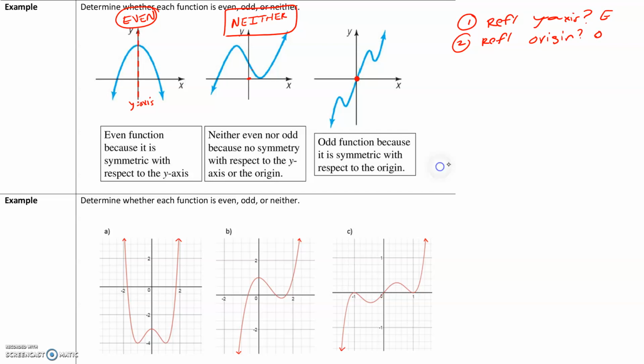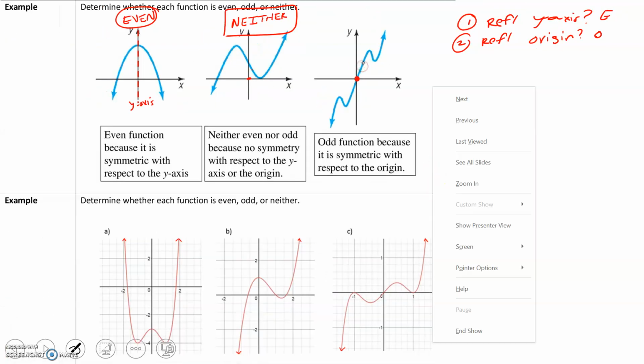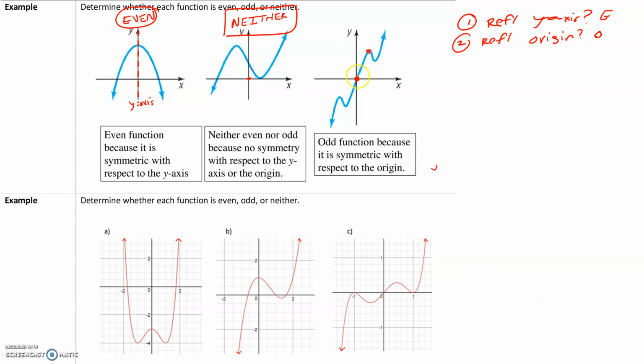So let's see if we have a reflection about the y-axis. If we did, then the mirror image of the same shape would be on the other side, which we don't have. So that's not it. Do we have a reflection about the origin, which means take any point and it should be reflected about the origin. So that same point should be on the other side of the origin. Let's take over here. That same point should be on the other side of the origin. And it is. So this is reflected about the origin, and that makes this an odd function.